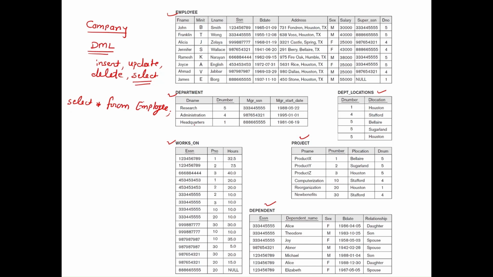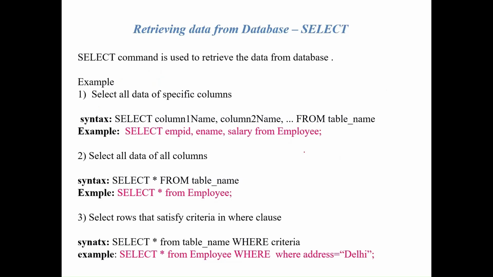If I want to retrieve only the departments where department number is equal to 5, that query I can write. If I want to identify who are the dependents of a particular employee, then I can retrieve the data from the dependent table. If I want to find out which projects employees are working on and which department is handling them, then I can retrieve the data from the project table. So the select command is used for retrieving the data from the database. Various select commands we are now going to study.